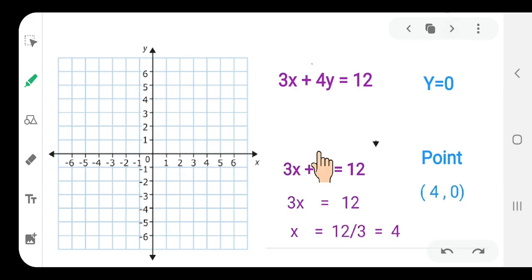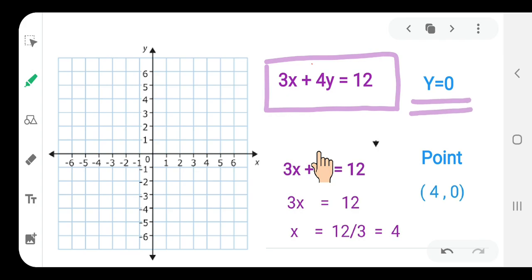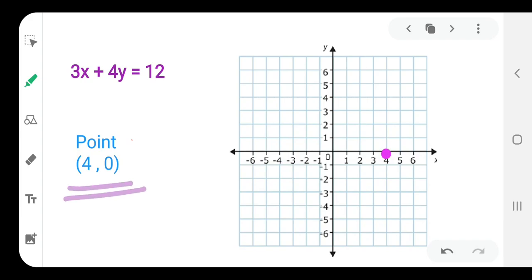Now suppose you are given an equation 3x plus 4y equals 12 and you have to plot it on a graph. So for that, what we do is we take a point where y coordinate is 0. So we put a finger on the term containing y. Now we are left with 3x equals 12, where x is equal to 12 upon 3, which is 4. As we took y coordinate as 0, we got x coordinate as 4. So we get a point 4, 0.